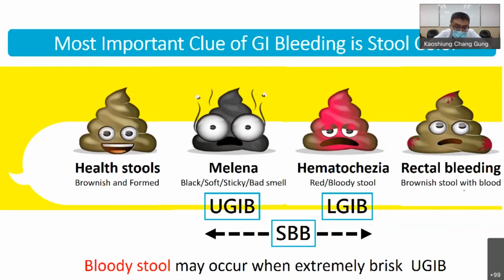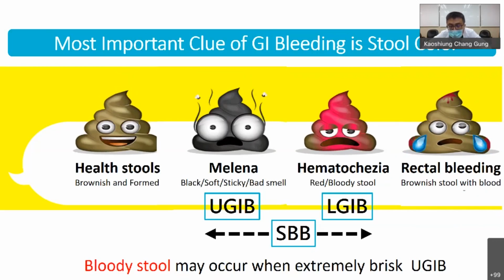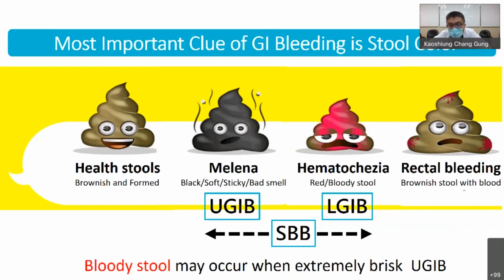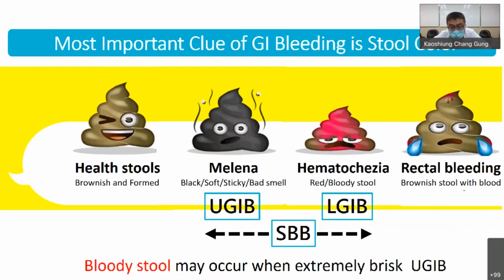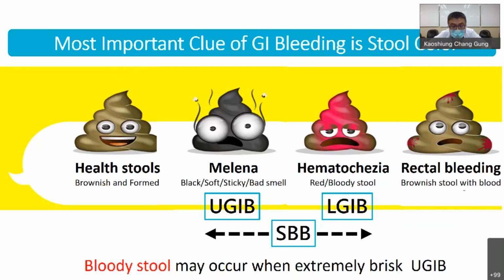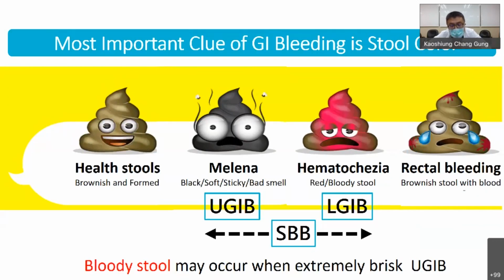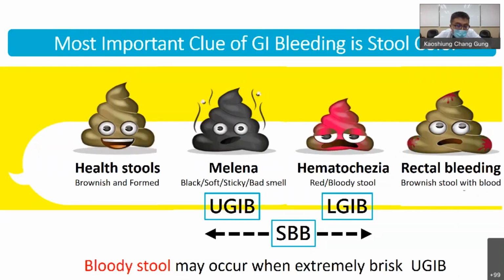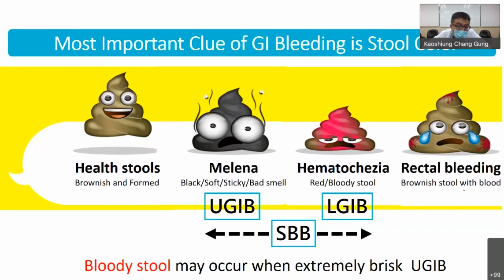That usually means that patients have upper gastrointestinal bleeding. The third picture is hematochezia. That means patients have bloody stool. Okay, these symptoms mostly happen when patients have lower gastrointestinal bleeding.